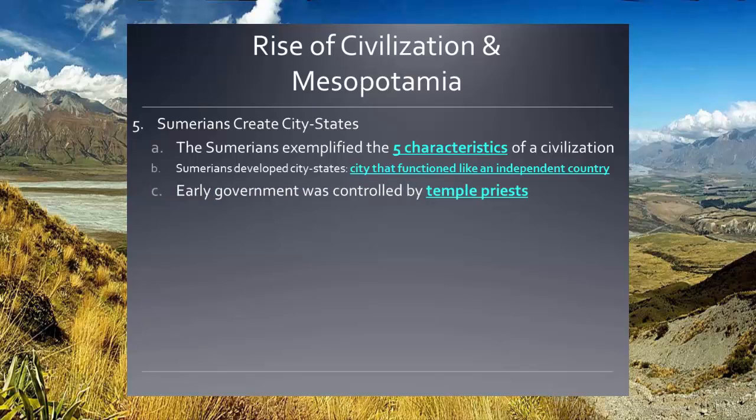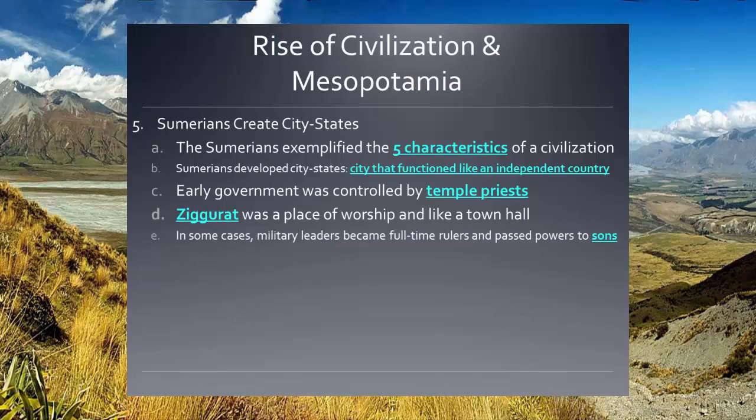Early on, government was controlled by a temple priest, or a type of religious leader. These religious leaders would have their central government in what was called a ziggurat, which is simply a place of worship. It would be like their town hall. The people would organize at the town hall, they would worship, they would talk about the concerns of the city, so it had multiple functions.